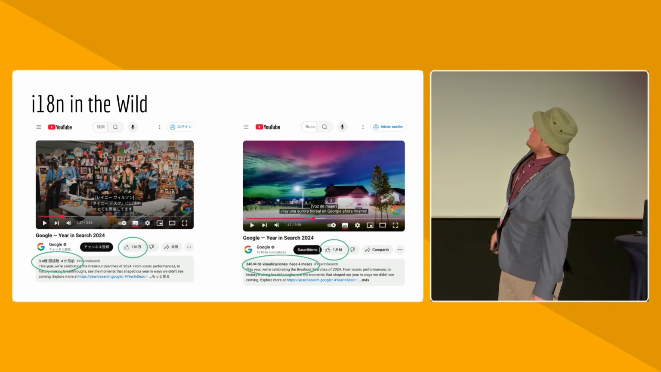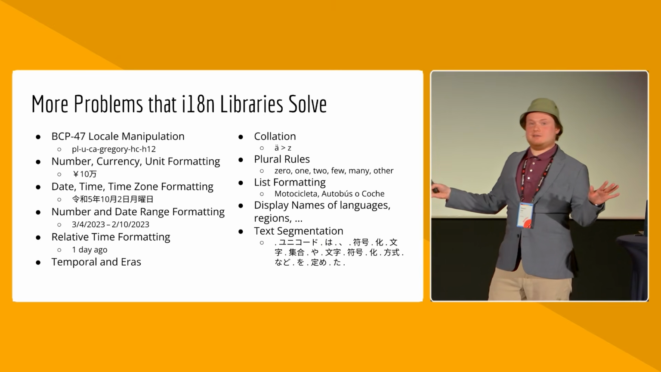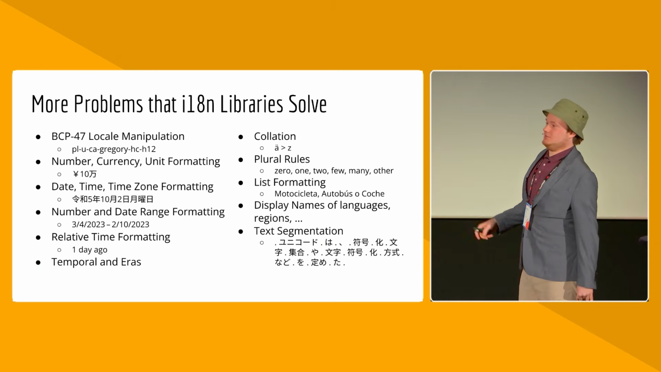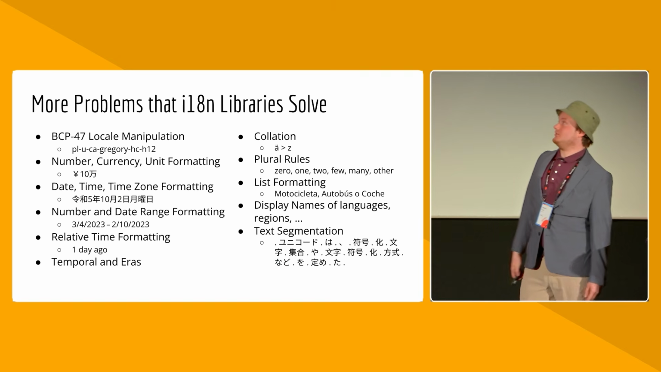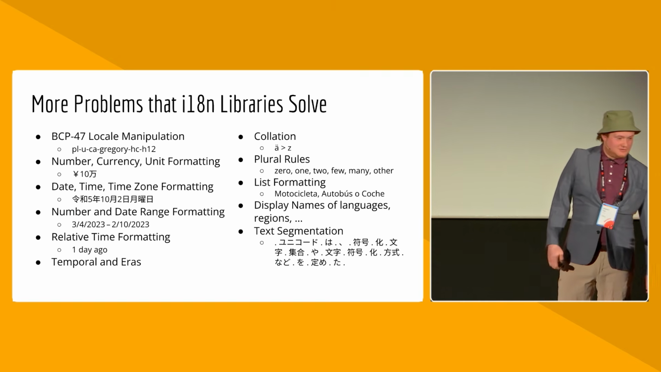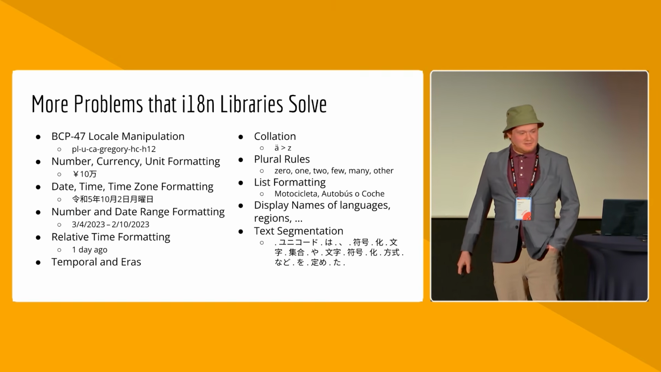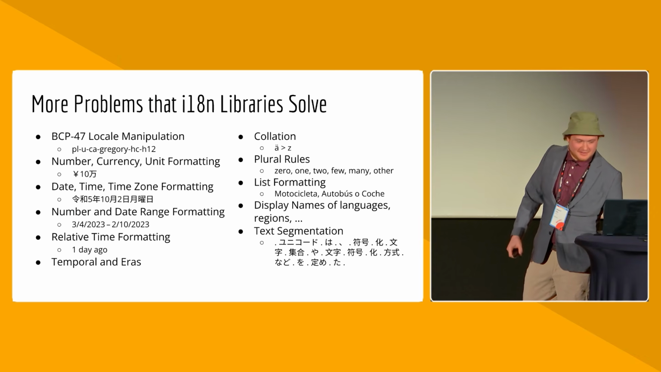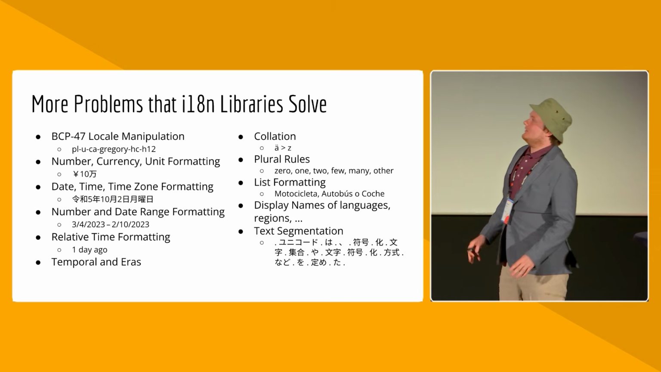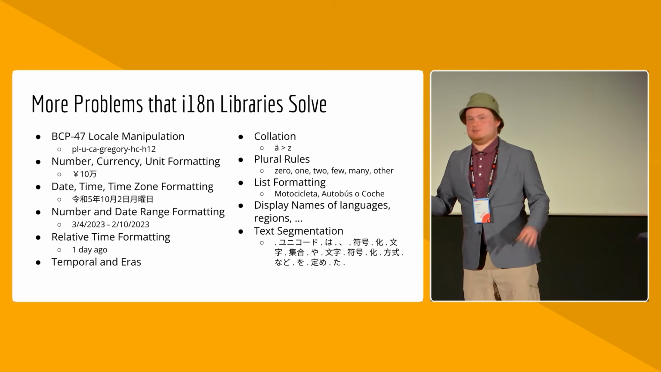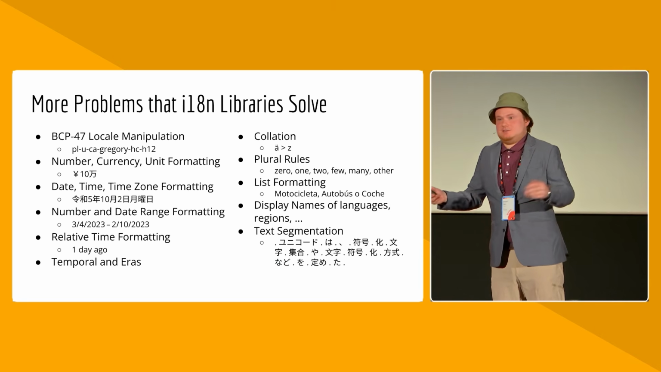Obviously, dates change. Many different things change when you change your locale. So there's a whole lot of things that can change when you go to different languages. This is just a sample of some of the things that you might need an internationalization library to solve. Things like locales, numbers, currencies, units, dates, times, time zones, date ranges, relative time formats, temporals, eras, collations, plural rules, list formats, language display names, region display names, text segmentation, and the list goes on. And all these things change when you change your language, when you change your region. Somehow, software needs to figure out how you can operate your application correctly in a certain language.